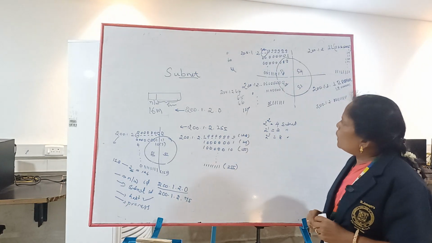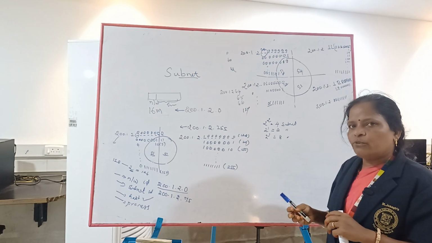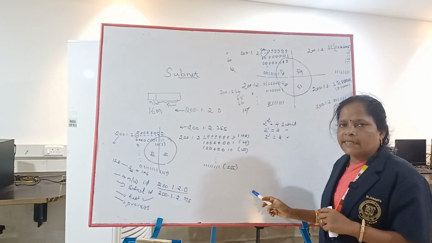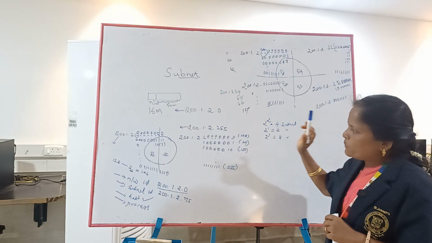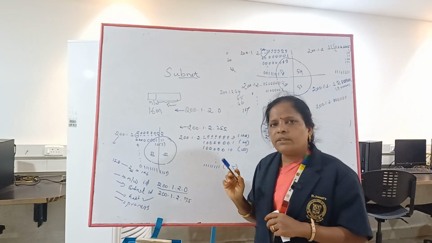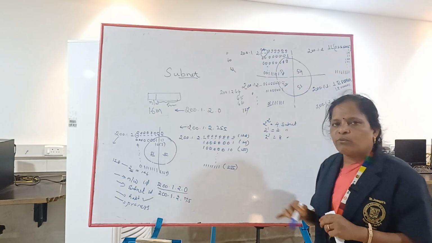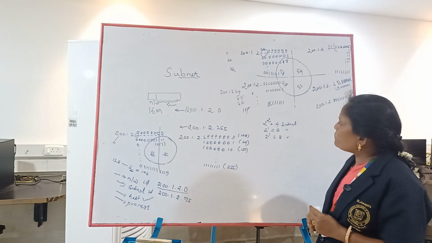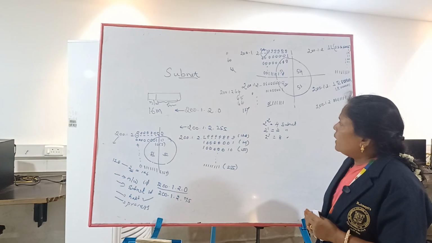But once the network is not subnetted, what happens? You are going to waste only 2 IPs, the first address as well as the last IP address. The first IP address is mainly used for identification of the network. The last IP address is mainly used for what? Default broadcasting, right?